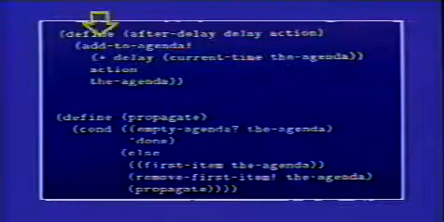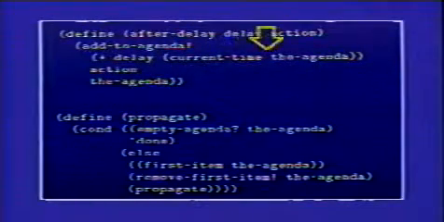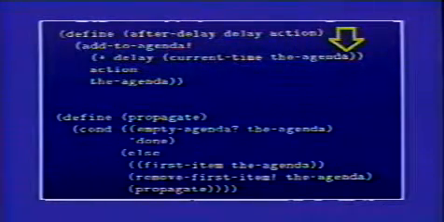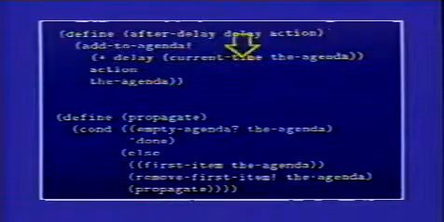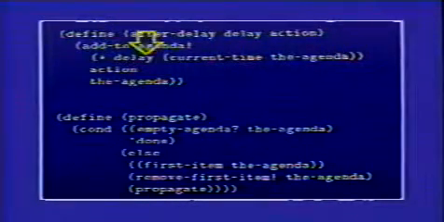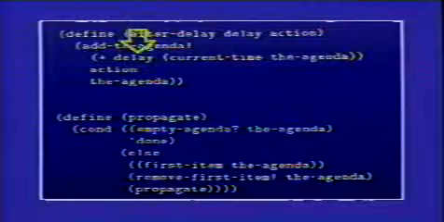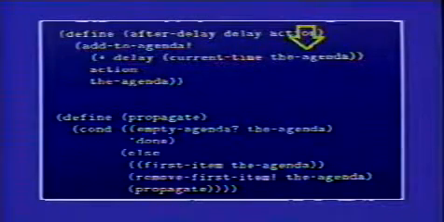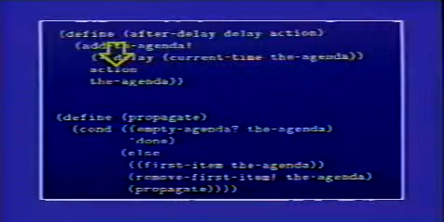But the agenda has a moment at which something happens. We're setting up for later, at some moment, which is the sum of the delay time plus the current time that the agenda thinks is now. Okay? We're going to set up to do this action and add that to the agenda.